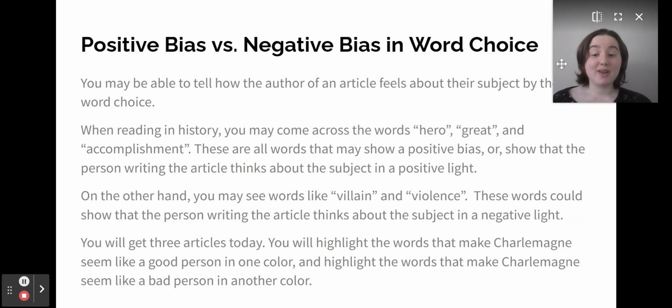In history, there are also, on the other hand, words like villain and violence. These words could show that the person writing the article thinks about the subject in a negative light. Can you think of any words that might show a negative light? Even if you can't, you're going to find some today. You will get 3 articles. You will highlight the words that make Charlemagne seem like a good person in one color, and highlight the words that make Charlemagne seem like a bad person in another color.